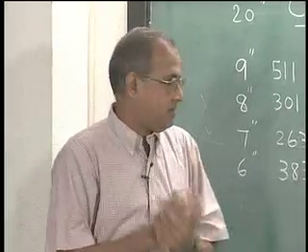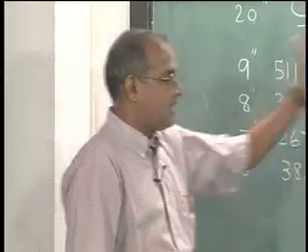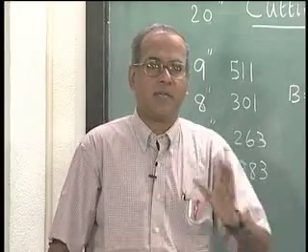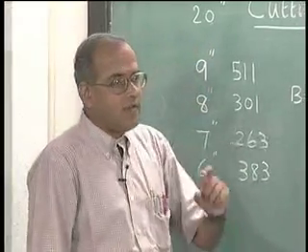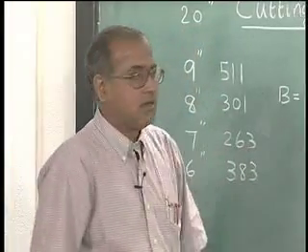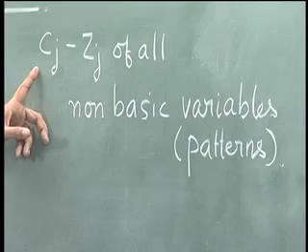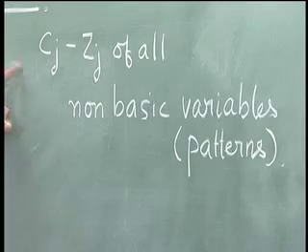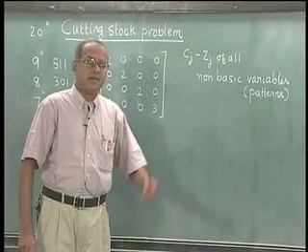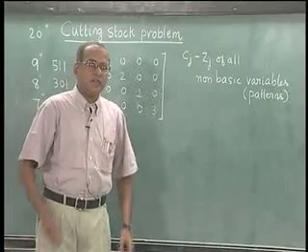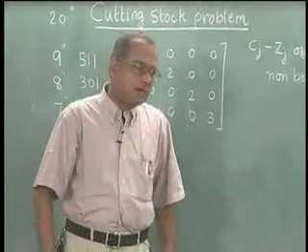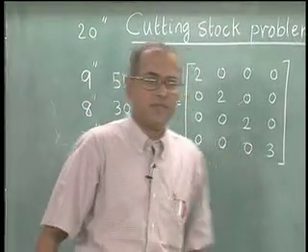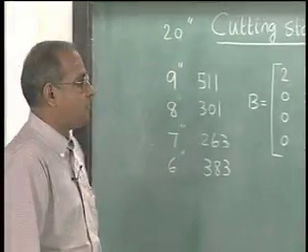So, what we are going to say is that if there is a pattern which has a negative Cj minus Zj, then such a pattern can enter the basis. So, we will try and find out if there is a pattern which has a negative value of Cj minus Zj. If we are able to find such a pattern, then it can enter the basis. So, we will now try and see whether there exists a pattern and try and find out that pattern if such a pattern exists. Now, in order to find that out, let us go back to the formulation again.